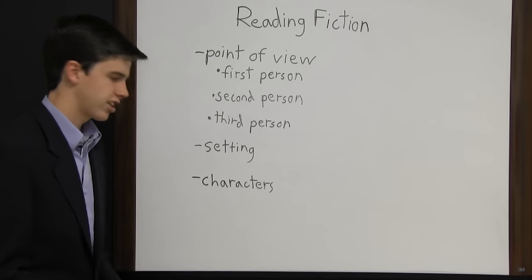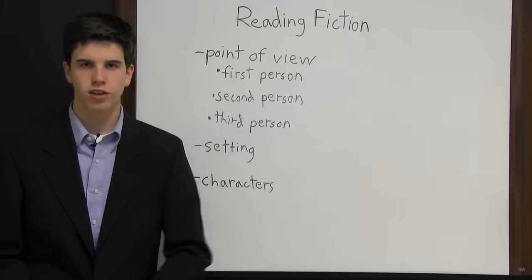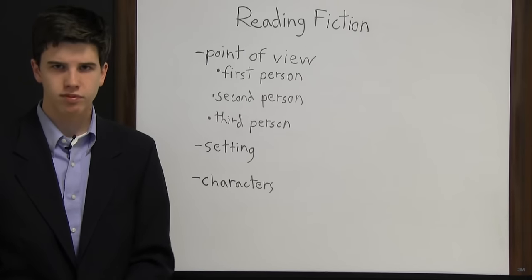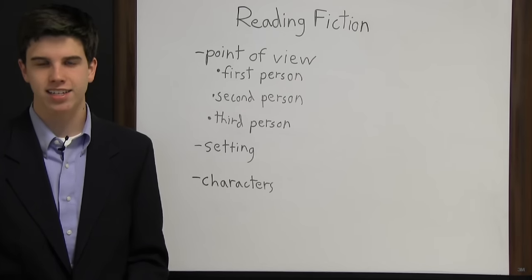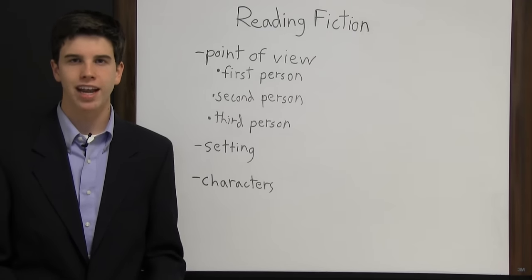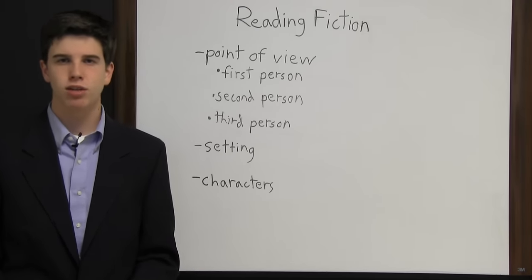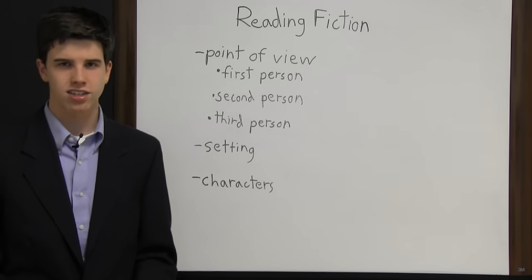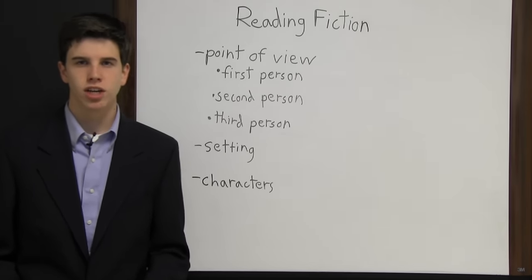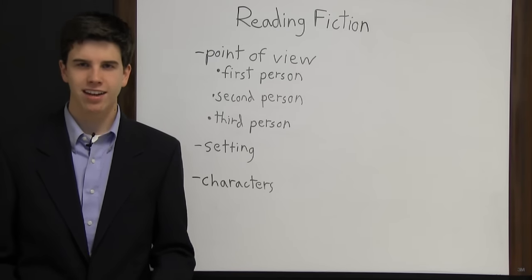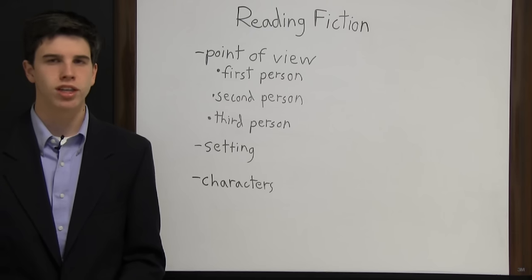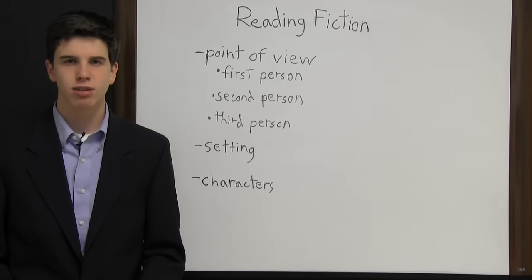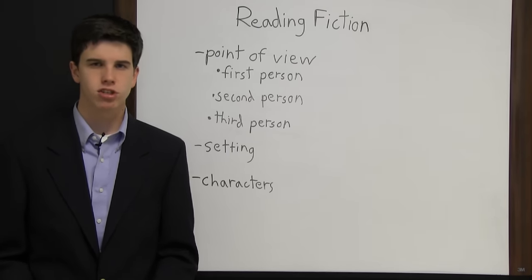Also, look for characters. Characters are very important in a story. They're basically what make up the story. In a story, you usually have the protagonist and the antagonist. The protagonist is generally the main character, and the antagonist is the one who opposes the protagonist. So look for that relationship between the protagonist and the antagonist. Figure out who those two characters are, because the relationship between the protagonist and antagonist is what drives the plot and develops the story.